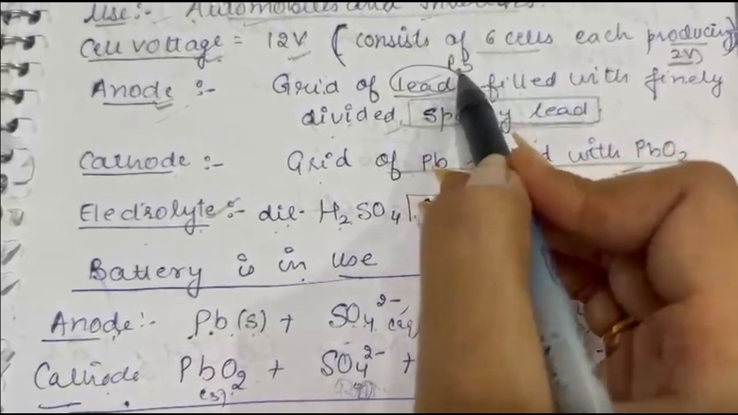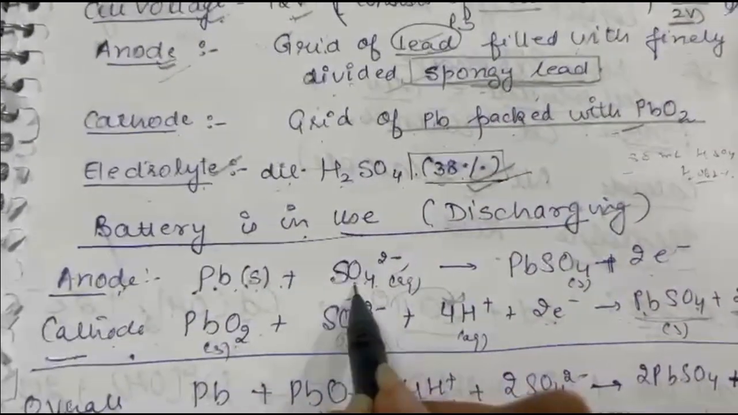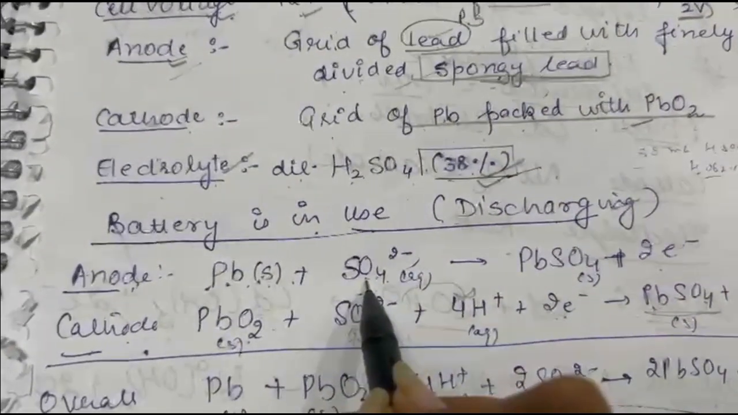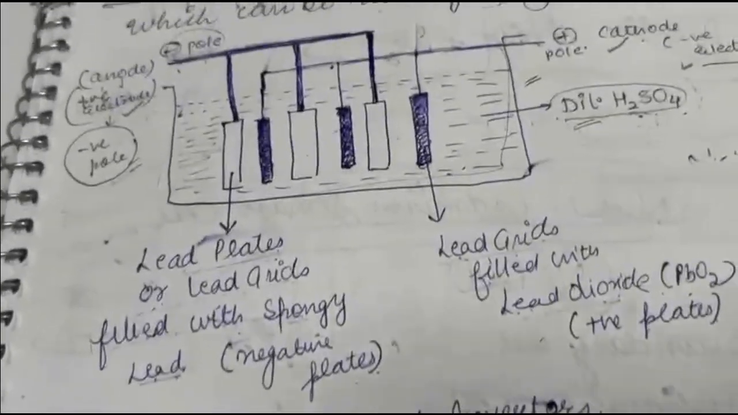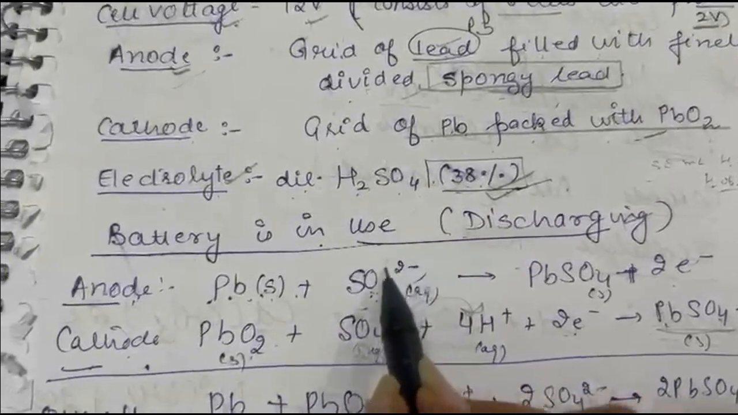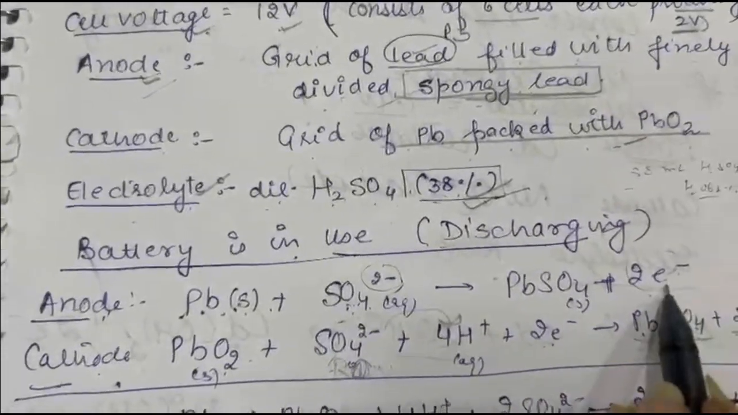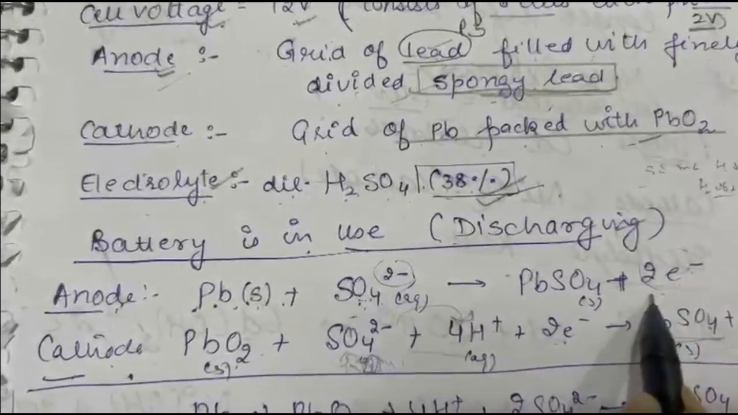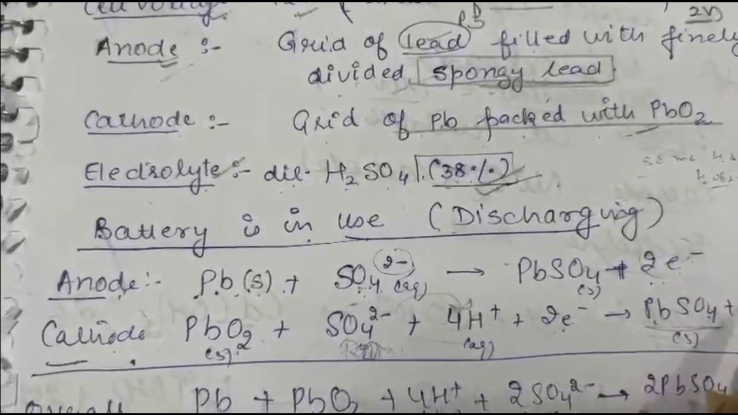Lead means Pb. It will react with sulfate. Sulfate will come from the electrolyte, which is sulfuric acid, and the product will be PbSO4, and two electrons will be lost because at the anode there will be oxidation. Oxidation is loss of electrons.